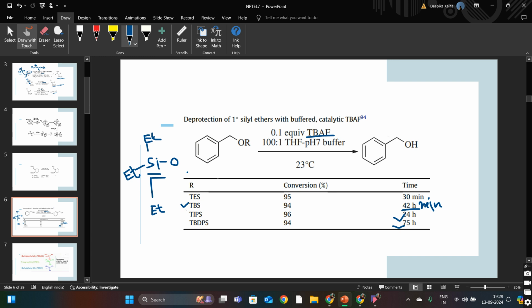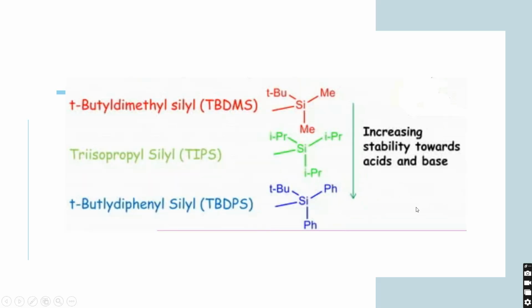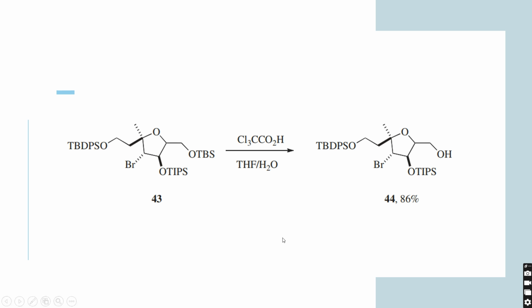Suppose your question has two or three different protecting groups, and the question is on selectivity. You have to note down these points, okay, the stability of these silylated centers towards acids or base, you have to consider, and accordingly you have to answer the questions, okay. So after that, another example I have included. Now your substrate, if you look at, is containing three different protecting groups, okay. Following the previous table, you can now easily distinguish between the ease of deprotection of TMS, TBS, TIPS and TBDPS.